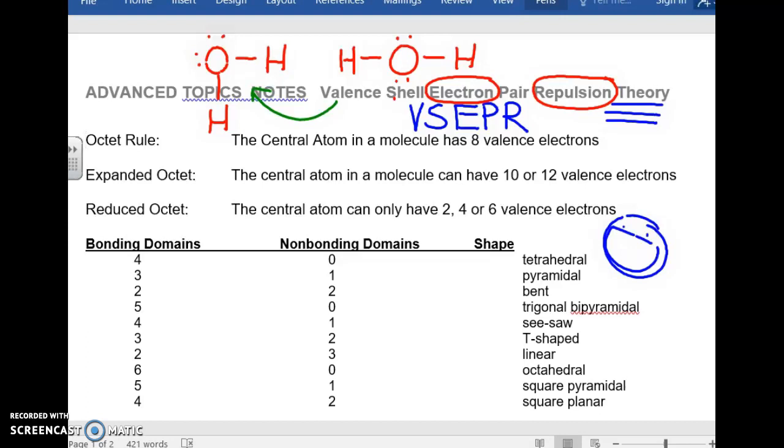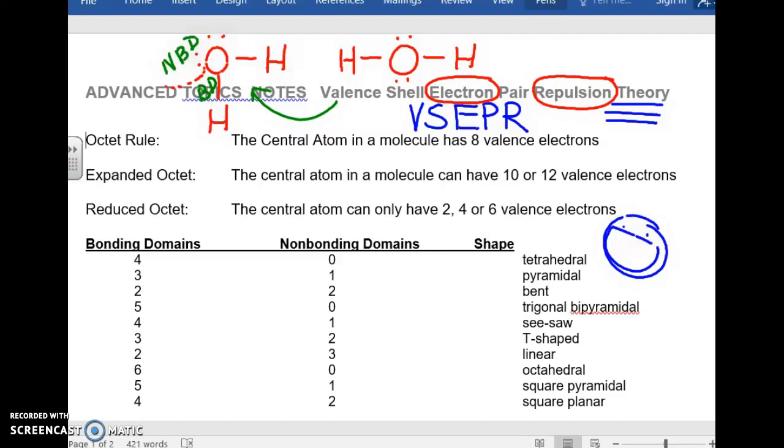Well, according to valence shell electron pair repulsion, there is an interaction between valence shell electrons. Now, there are two kinds of valence shell electrons. There are those that are involved in bonds. We call those bonding domains, or I call it a BD, a bonding domain. And there are those that are not. There are those that are just on the central atom or the other atoms, and they're not part of the actual formation of bonds.